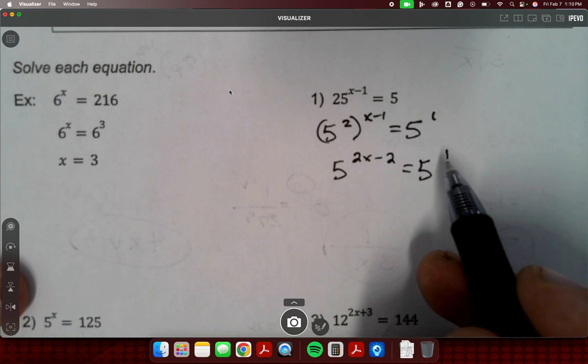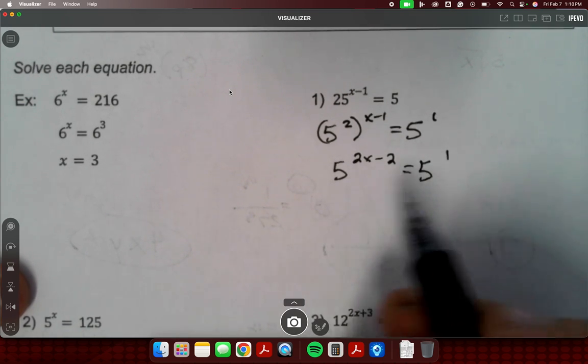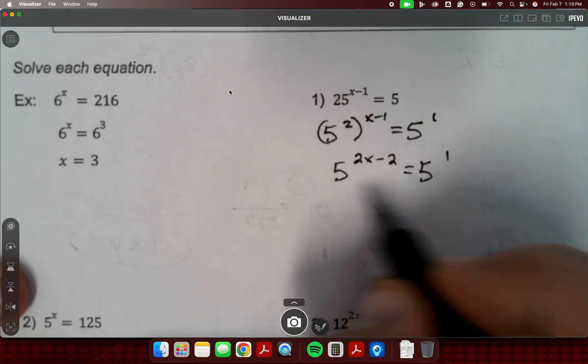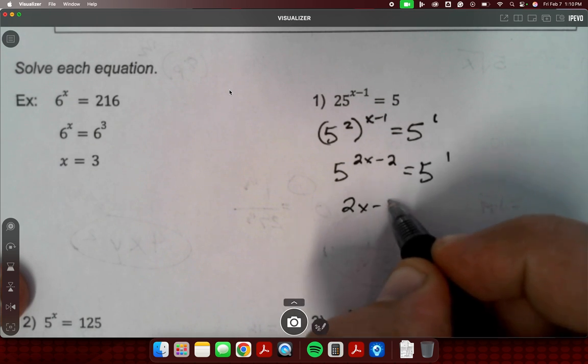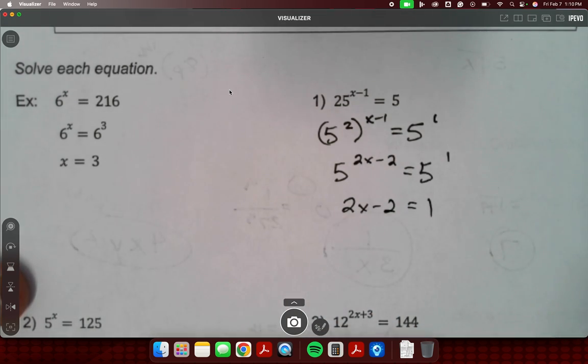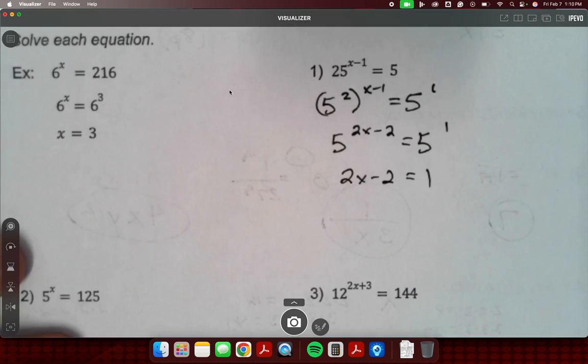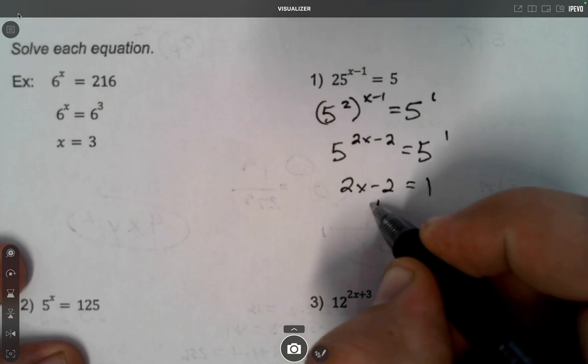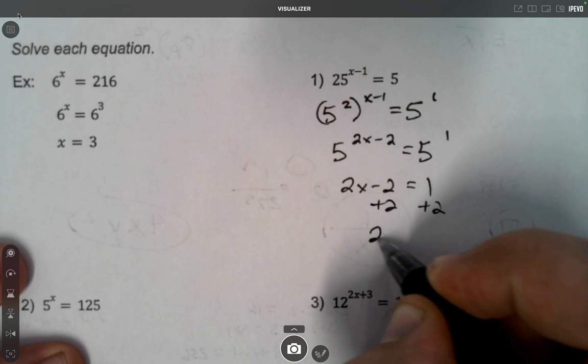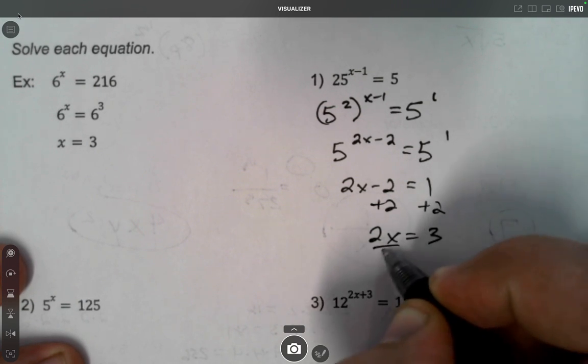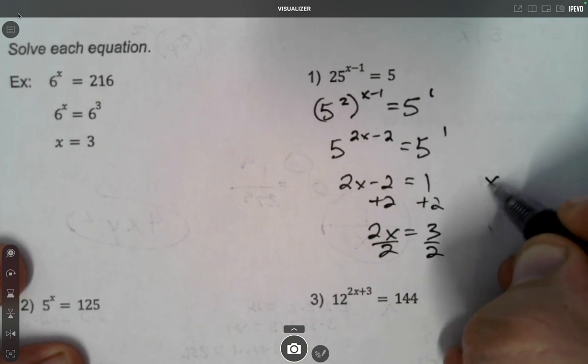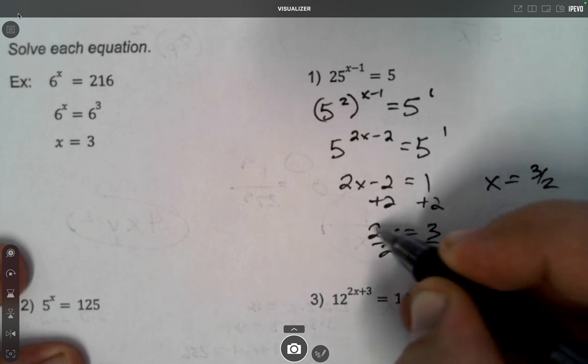So now that we have all that sorted out, we see the bases are the same, 5 and 5. We know the only way this can be true is if the two exponents are equal to each other. So we set 2x minus 2 equal to 1 and solve for x. So I add 2 to both sides, divide both sides by 2, and I get x equals 3/2 or 1.5.